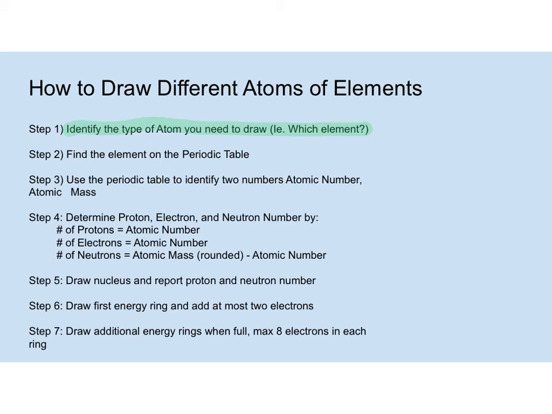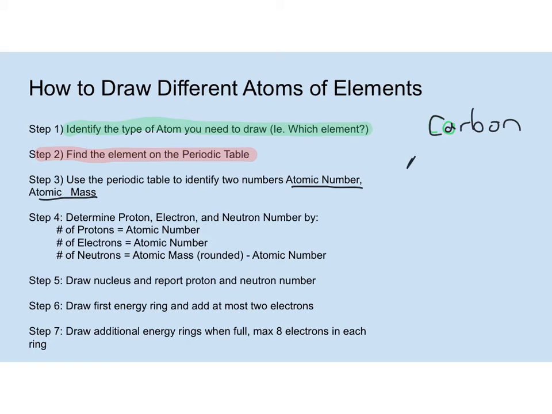Okay, so we're just going to do one, and we're going to say we're going to do carbon. So we're going to draw carbon. Okay. Next thing, I need to find the element on the periodic table. Now, you can find any periodic table that you like. You can even download a periodic table, which I suggest because it's really, really handy to have. But I'm just going to show you one that I have in here. So I found carbon.